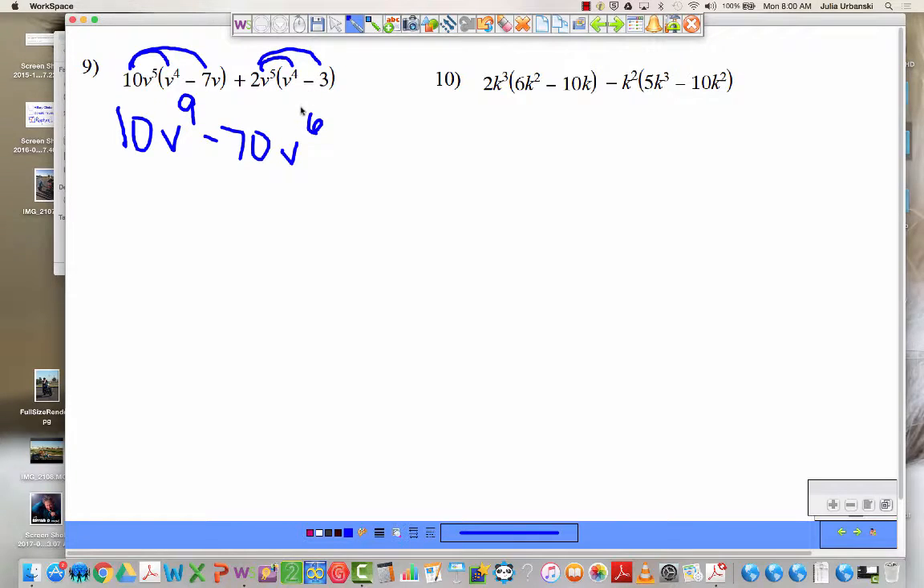So it's going to be 2v to the 5th times v to the 4th. 2. Quiet, please. 2v to the 9th. And then minus what? 6 what? That one.